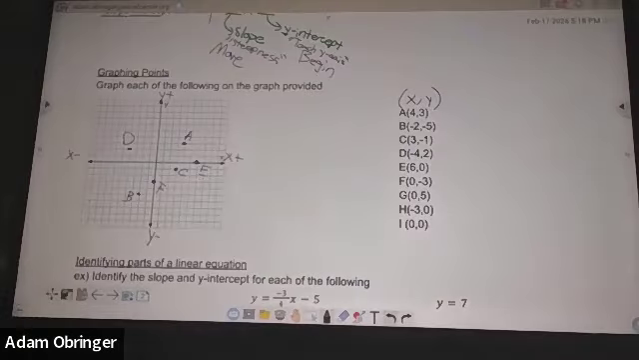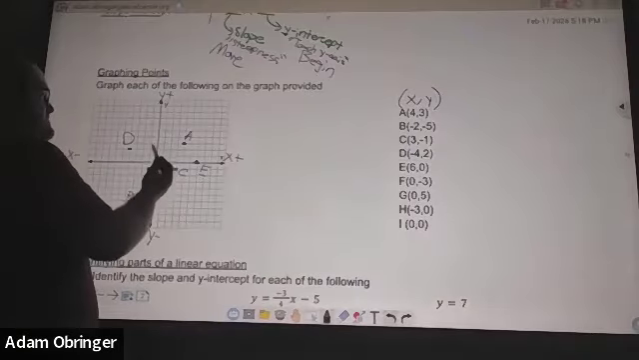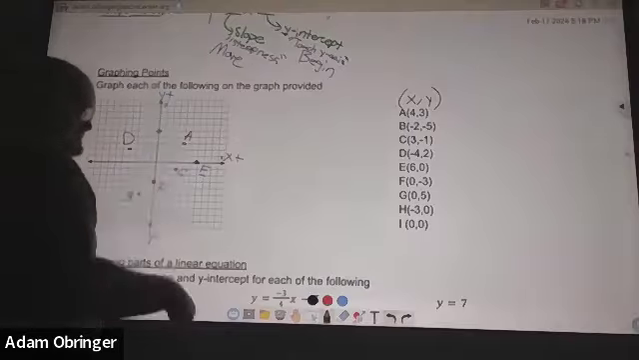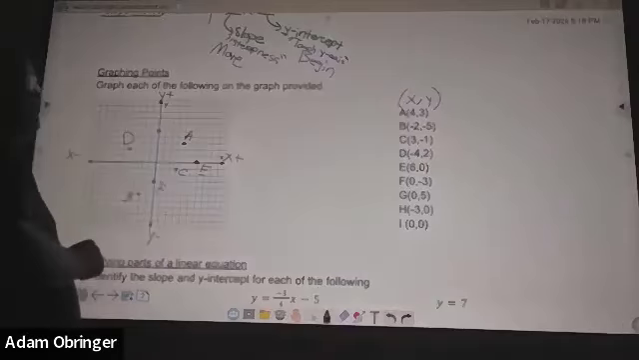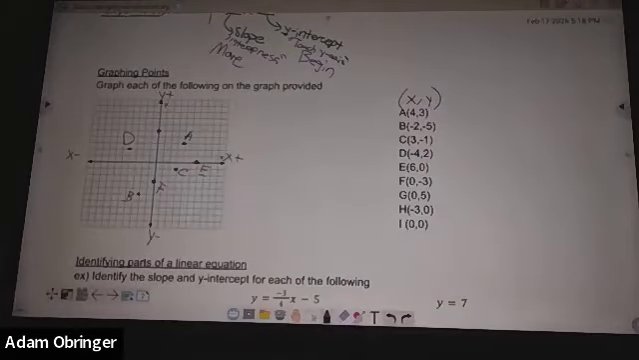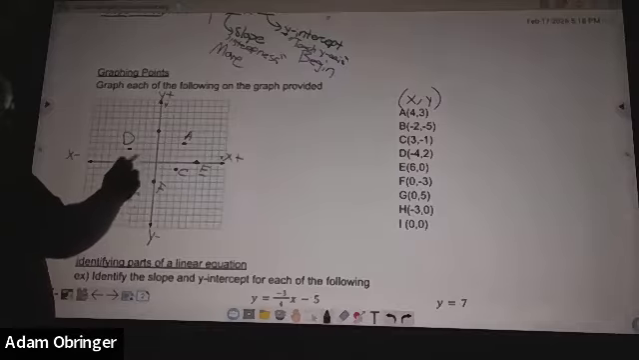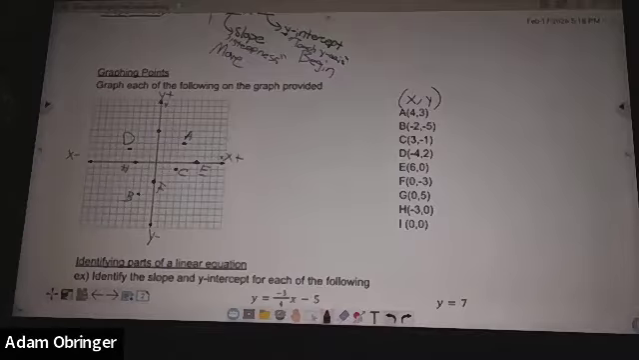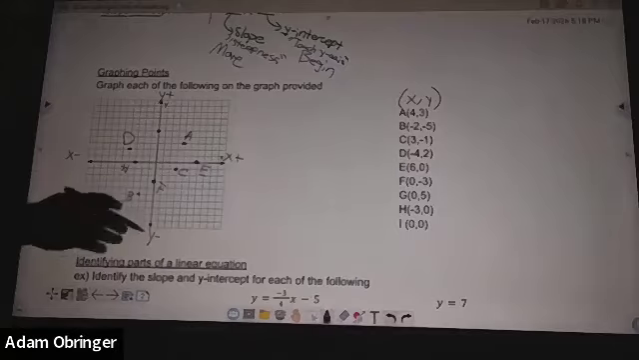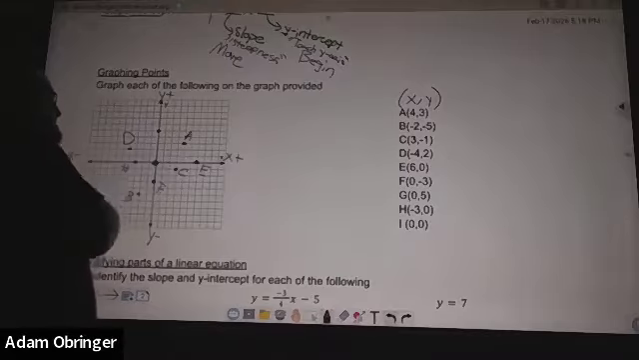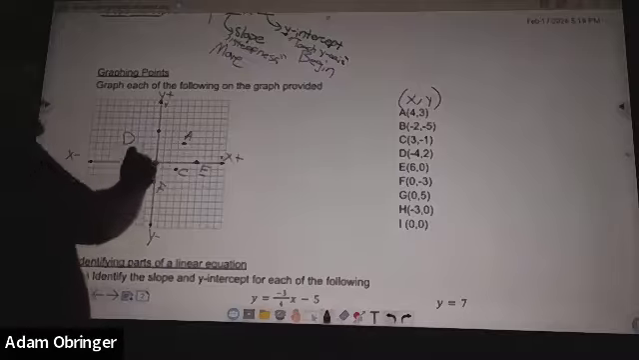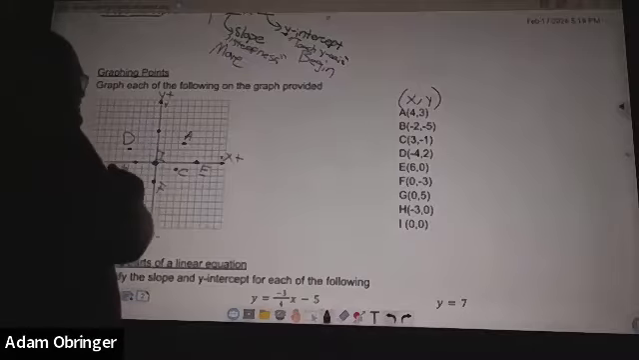For G, which is 0, 5, I start at 0 and I go up to 5. 1, 2, 3, 4, 5. For some reason that's green now. H is -3, 0. So I'm going to go left 3, 1, 2, 3, up 0, put a dot. H. And lastly, I is at 0, 0. If I do not move left or right and I do not move up or down, I'm right here, right smack in the middle. That would be I. Forgot to label one up there.